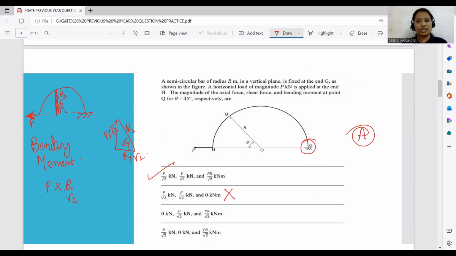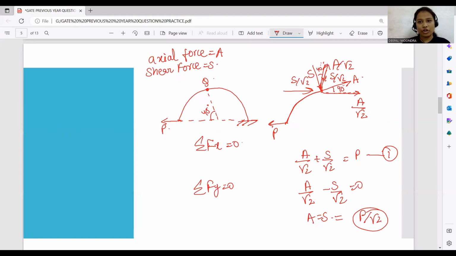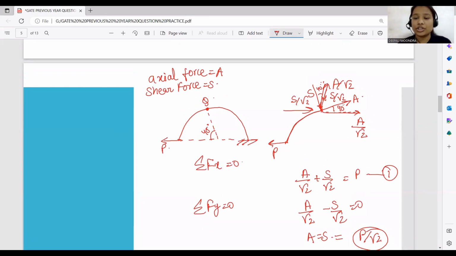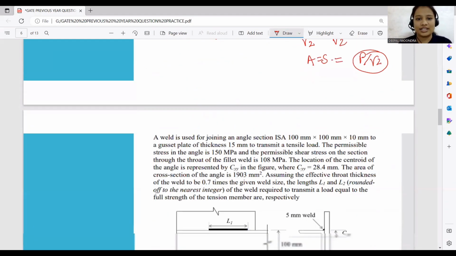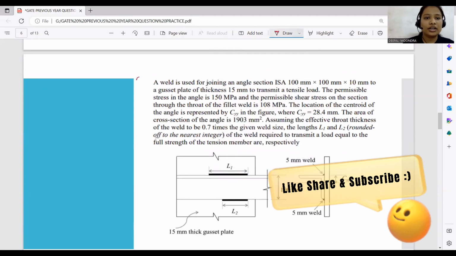If you want to take a screenshot of this solution, you can take this. It's a very important question on how you resolve the components of the forces and find out the answers. Okay, so now let's talk about the third very important question of steel.